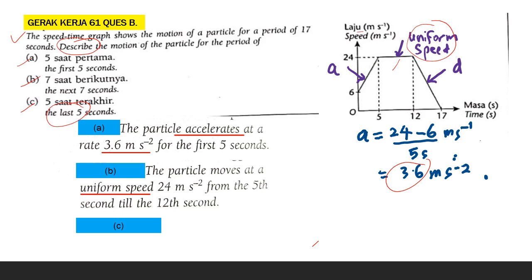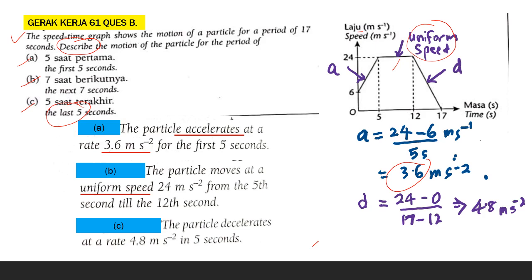So you have to mention it is a deceleration. Yeah, deceleration. So it decelerates at the rate of, okay, what is the rate? 4.8. Yeah, how do you find 4.8? You just find the gradient. So you get 24 minus 0, 17 minus 12, you get 4.8 meter per second square.